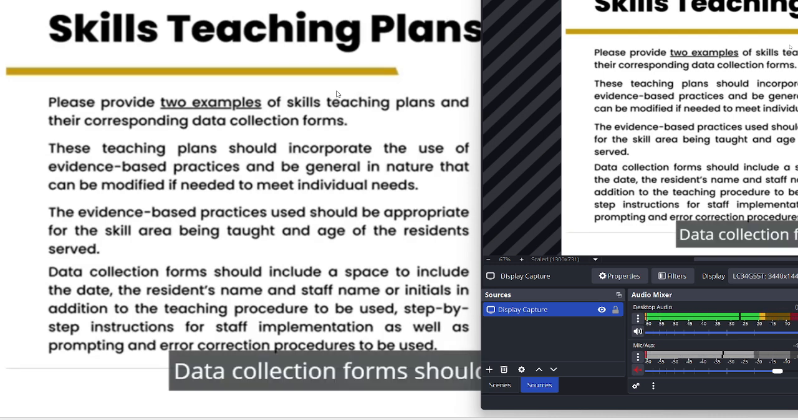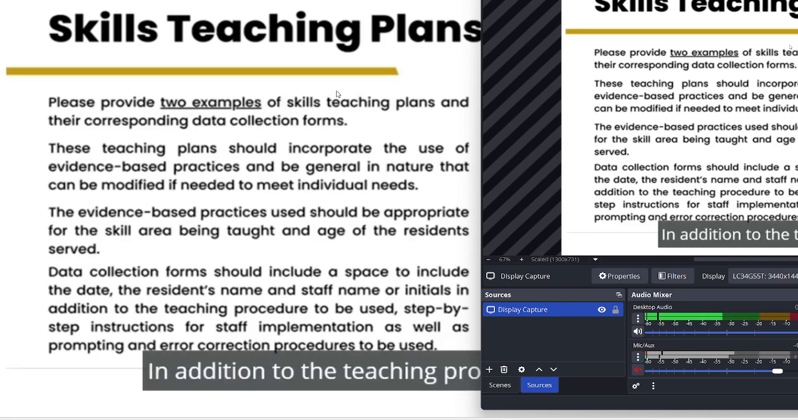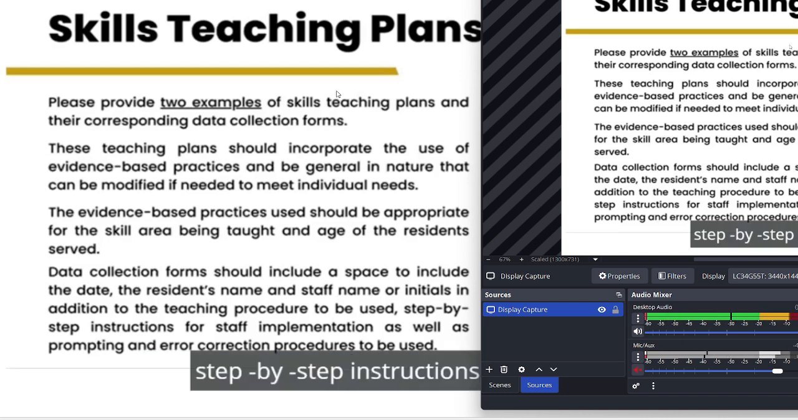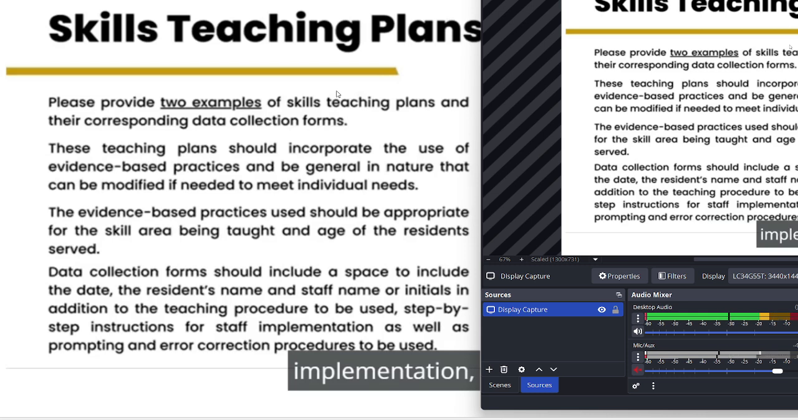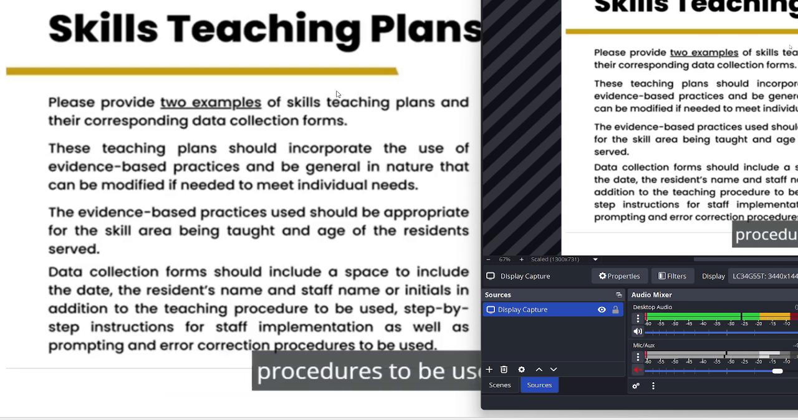Data collection forms should include a space to include the date, the resident's name, and staff name or initials, in addition to the teaching procedure to be used, step-by-step instructions for staff implementation, as well as prompting and error correction procedures to be used.